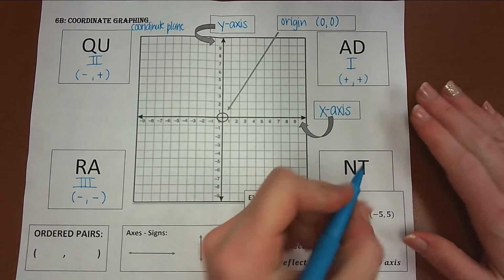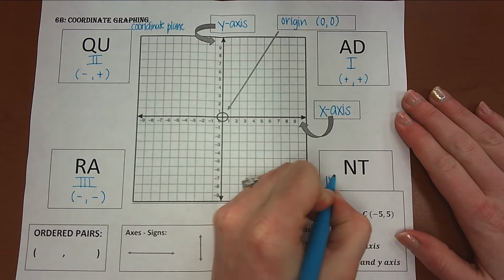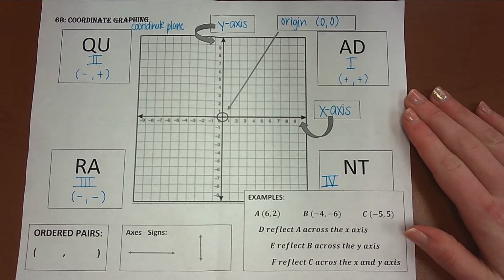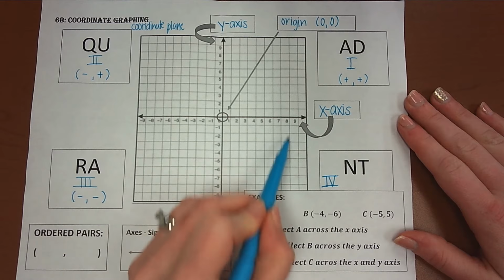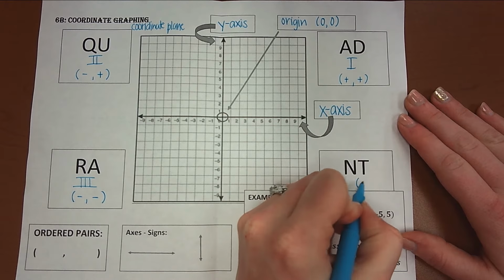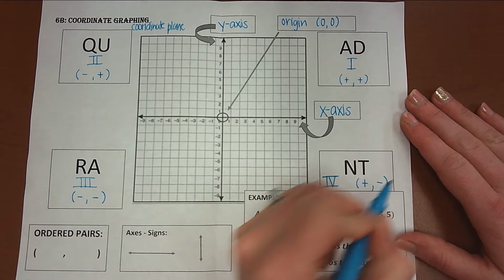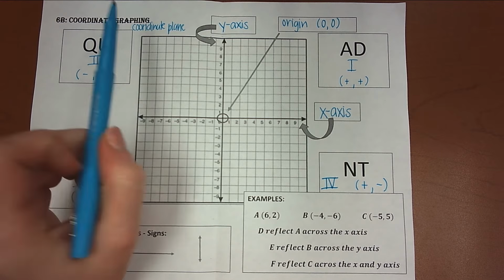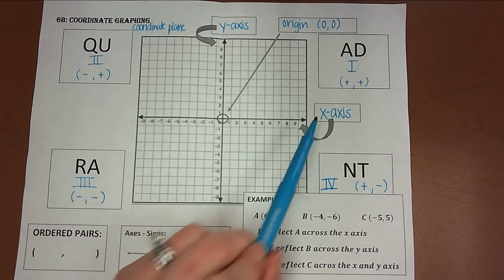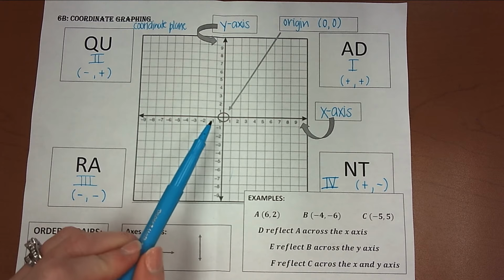And the last quadrant that we're going to talk about is quadrant 4. Here's my Roman numeral 4. In this quadrant, our x values are positive, our y values are negative. So this ordered pair will be first a positive, then a negative number if it's located in quadrant 4. So we've talked about the coordinate plane. We've talked about the different parts of the coordinate plane.